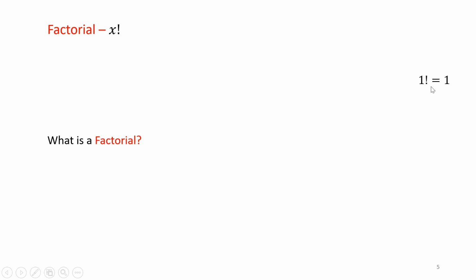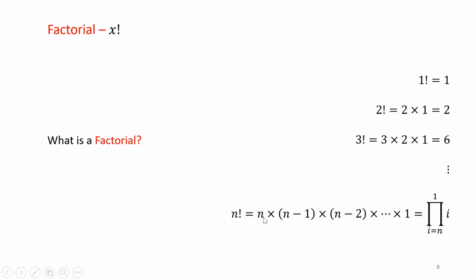Well, to start, 1 factorial is equal to 1. 2 factorial is 2 times 1, which is 2. 3 factorial is 3 times 2 times 1, which is 6. And you can see the trend here that n factorial starts at n and ends at 1, where it's n times n minus 1 times n minus 2 all the way till 1.